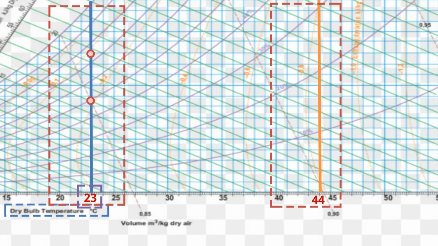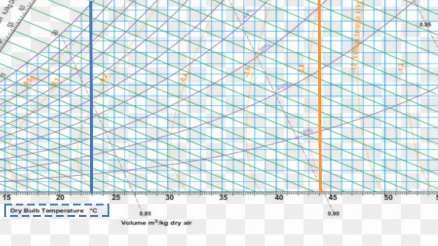So we have got a very basic idea about dry bulb temperature.